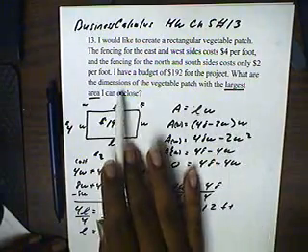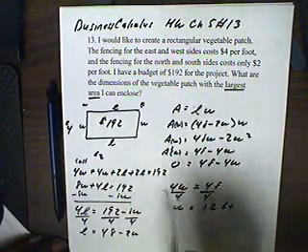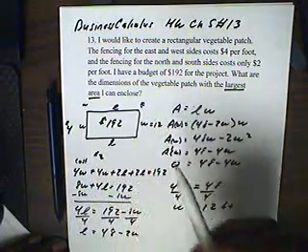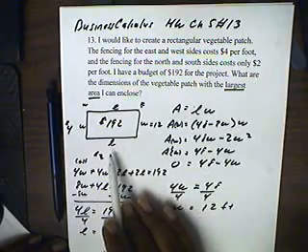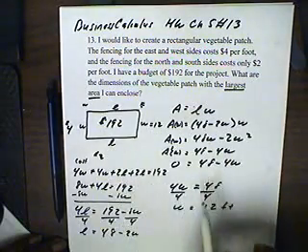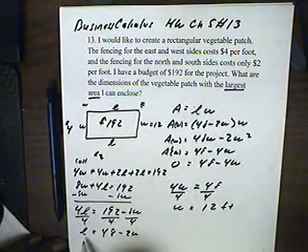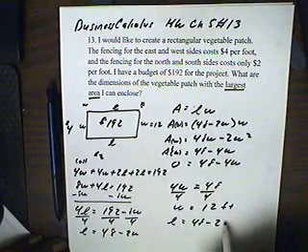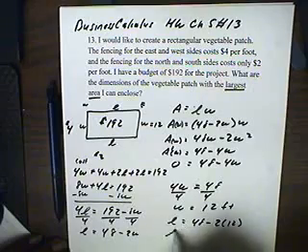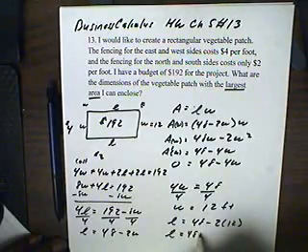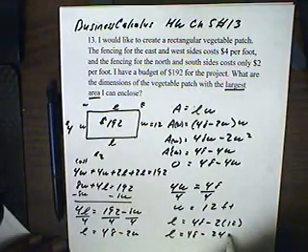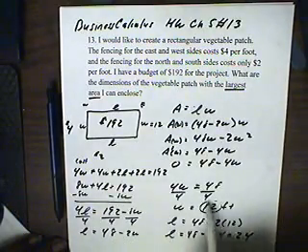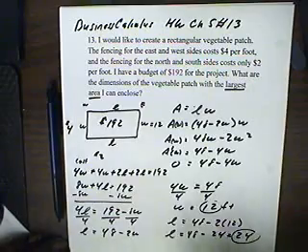So what are the largest dimensions of the vegetable patch? Well, W would be 12 feet long. Now, what about L? Well, here we go. L equals 48 minus 2 times W, which would now be 2 times 12. So this will be 48 minus 24, which equals 24. So we have a width of 12 and a length of 24.